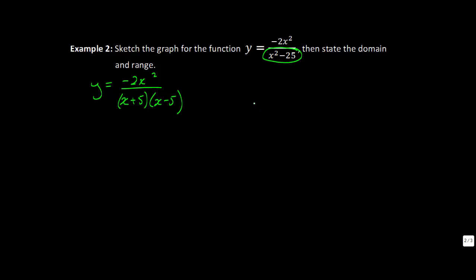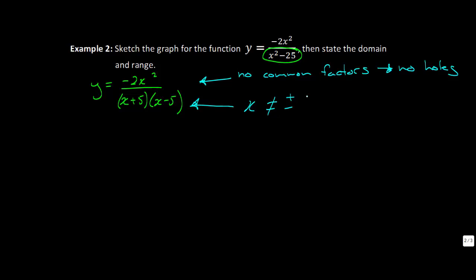Okay. Quite clearly here, you'll likely see that we're in a situation where there are no common factors. So because there are no common factors, we can say that there are no holes. Now, because there are no holes, because of this information down here, we know that x cannot equal plus or minus 5. So we will have vertical asymptotes right here.